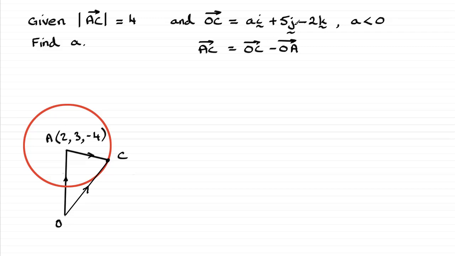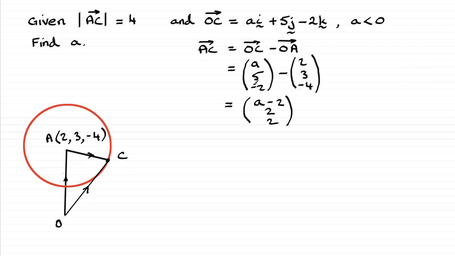O to C we know is this vector, and we've already got the vector O to A. It's going to be 2, 3, minus 4 if written as a column vector. So if you do that, writing those column vectors in, doing the subtraction, you should end up with A minus 2, 2 and 2.